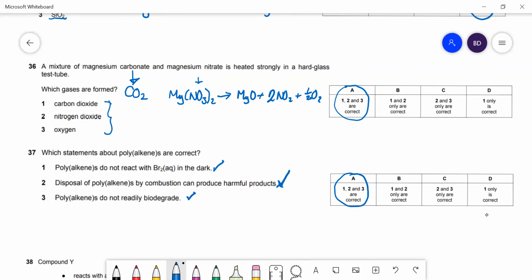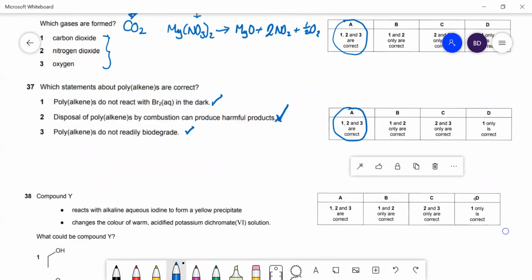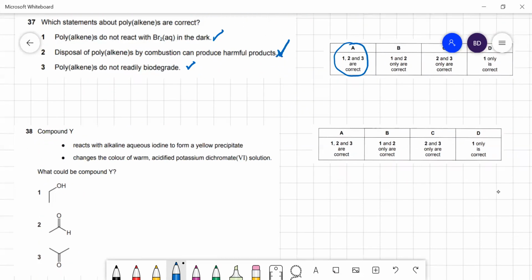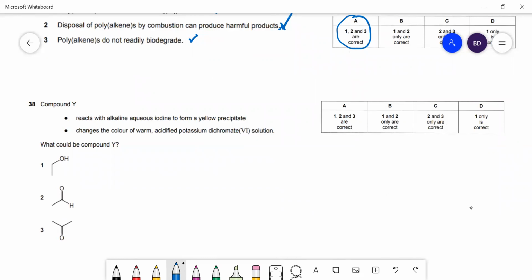38. Right. Compound Y reacts with alkaline aqueous iodine to form a yellow precipitate. Well, that's the iodoform test. What you need for an iodoform test is a methyl group next to a ketone, or a methyl group next to an alcohol. Okay, so either of those two.